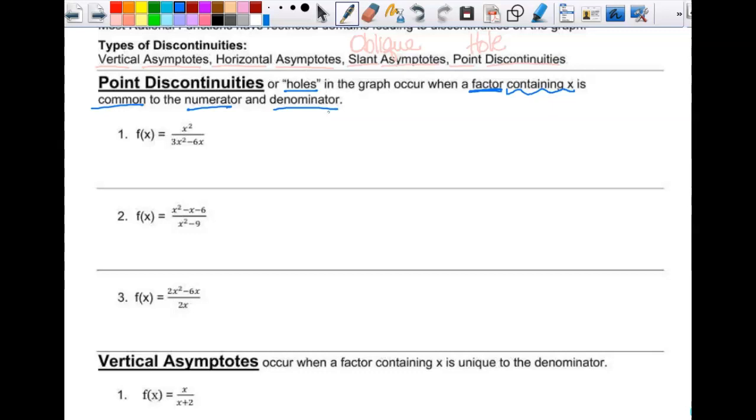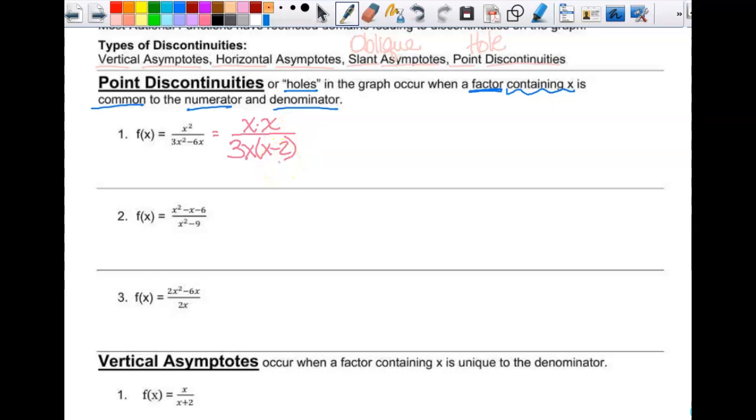So if we look at number one, we have to factor to see what we've got here. Now, in the numerator, there's nothing to factor, and I know we wouldn't normally write it this way, but I want to write it this way so I can circle some things. x squared is the same as x times x. And then in the denominator, I can factor out a 3x, and that leaves me with x minus 2.